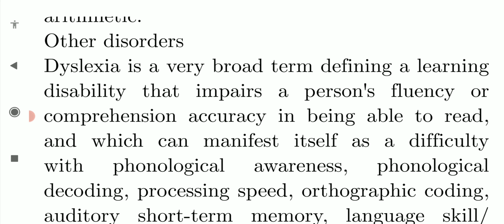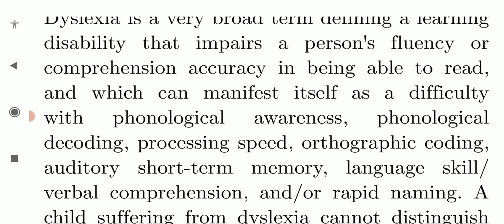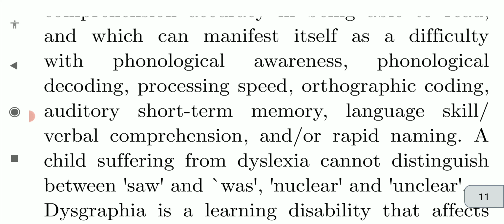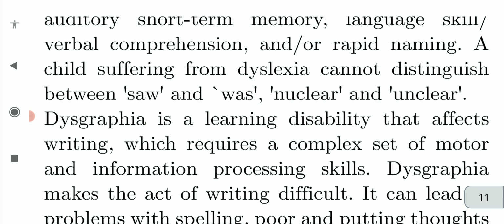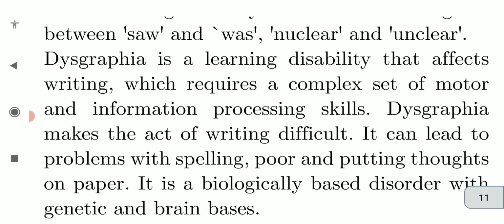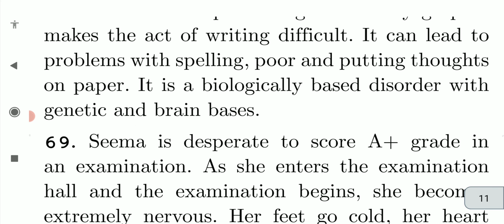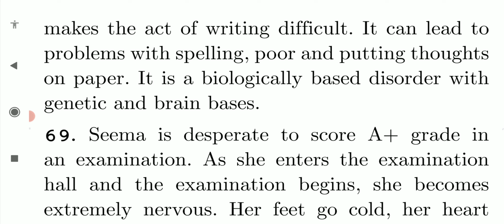Dyslexia involves difficulty with phonological awareness and phonological decoding. They can't differentiate between saw and was, because both have the same letters. They can't find the difference between them. Dysgraphia affects writing: difficulty in writing, poor spelling and putting thoughts on paper.